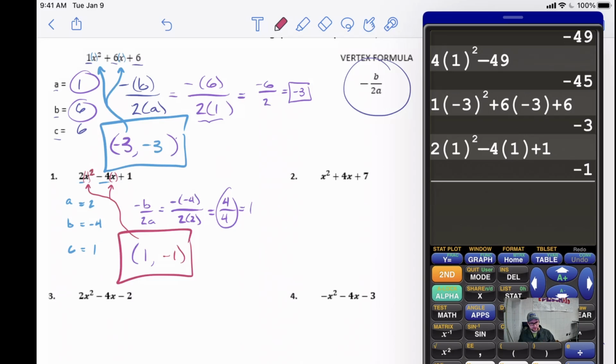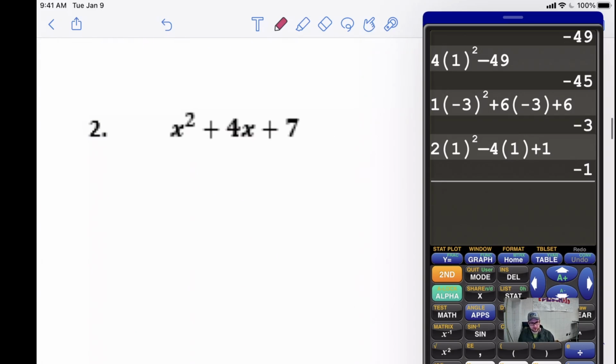Let's do number 2 together, and I'm going to save 3 and 4 for you to practice on your own. Looking at problem number 2, notice how this one doesn't have an a value here, so you can put a 1 in. So our a is going to be 1, our b is going to be a positive 4, and our c is going to be 7.